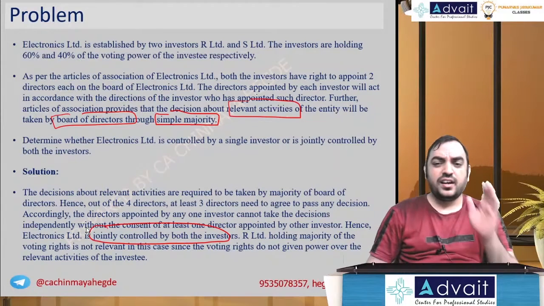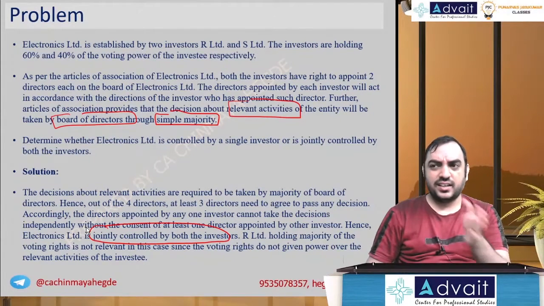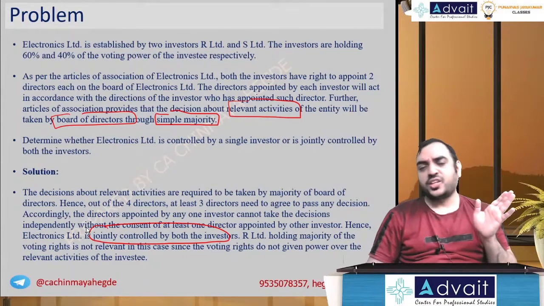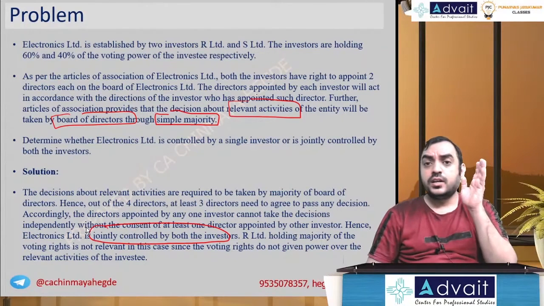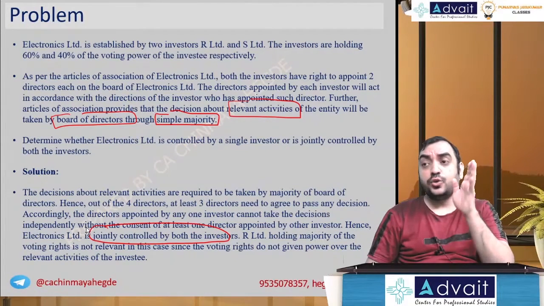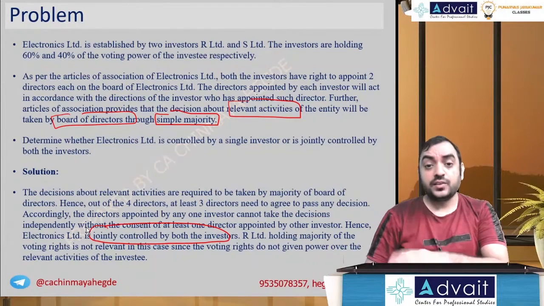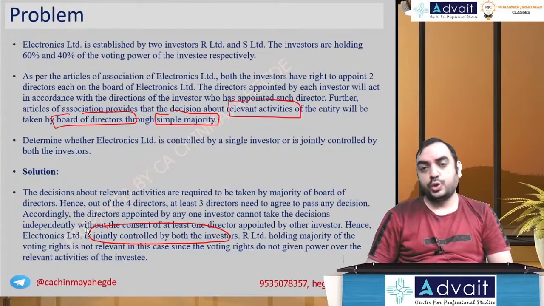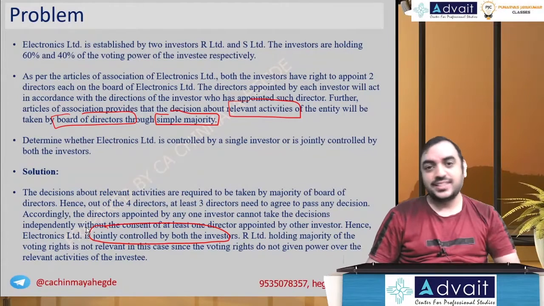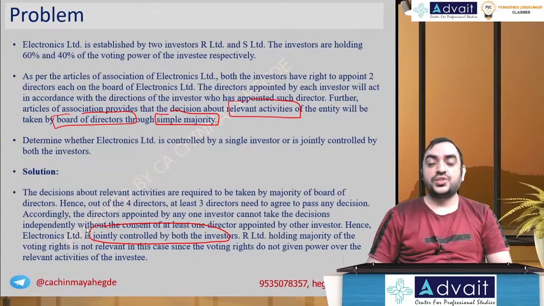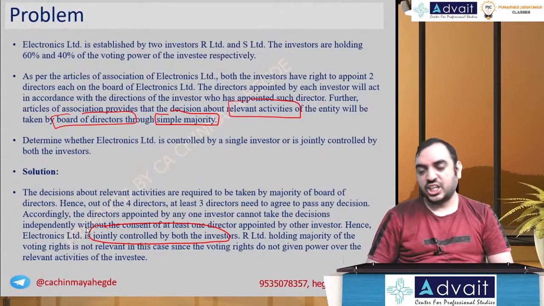So they say relevant activities are decided by the board of directors. So shareholding pattern does not matter. The way you appoint the directors matters, and the directors are having a 2 plus 2. So both consents are required for you to make the decision. So there is a joint control.